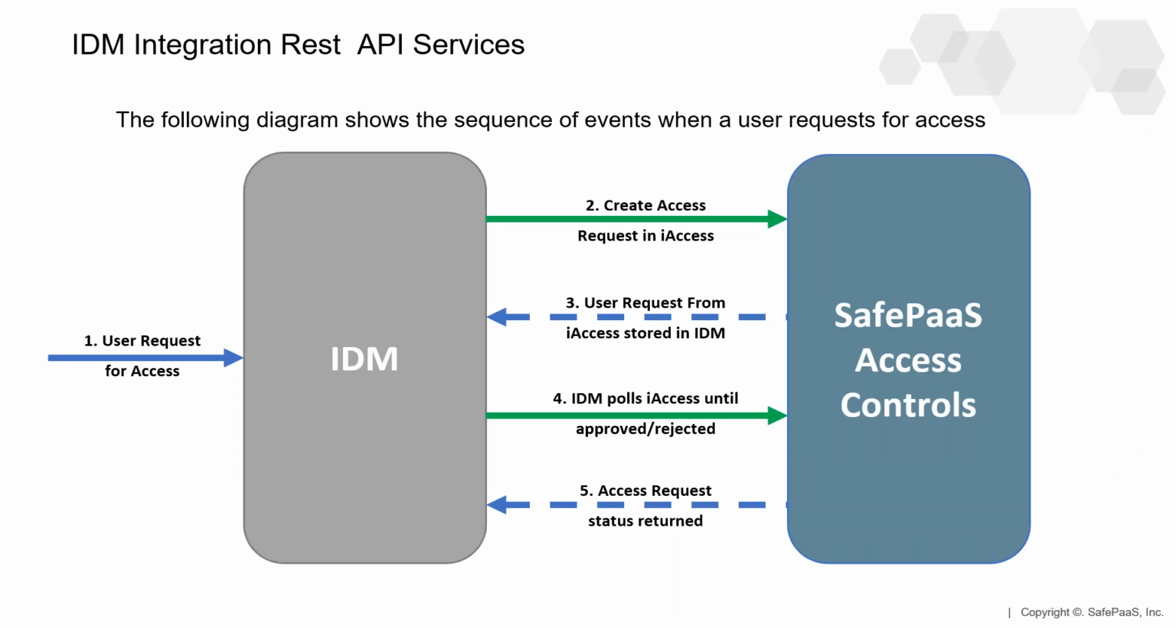So if you do have an IDM system, we do provide API services. SafePaaS access controls can work in conjunction with your ticketing system, if that's what you're using for manual IDM. Or if you're using a sophisticated IDM system, you've already invested in that, you don't need to throw that away. We can leverage that and basically talk to it through these various IDM services that iAccess offers, which is one of the products that we'll talk about in our case study.